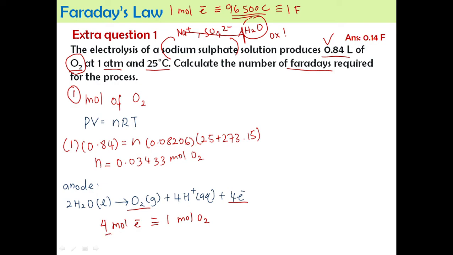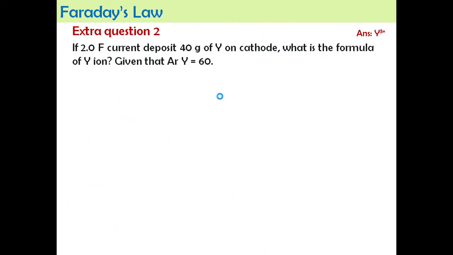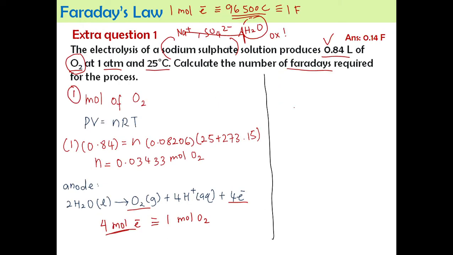Jadi, kalau 4 mole of electron, awak rasa berapa Faraday? 4 Faraday. Jadi, untuk menghasilkan 1 mole of oxygen gas, memerlukan 4 mole of electron kan? Bermaksud, kena supply 4 Faraday. Tapi, banyak ni je oxygen gas yang awak hasilkan daripada electrolysis ini.